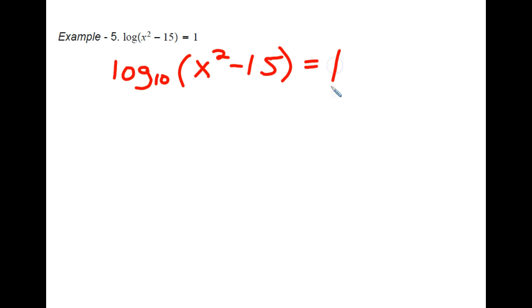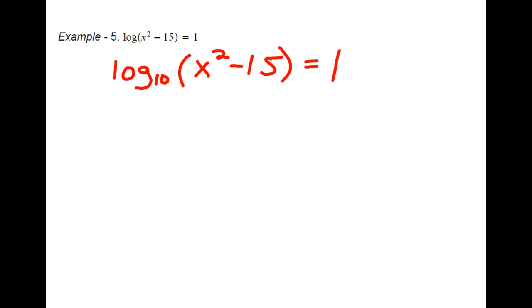This one's a little more complex, but we're really going to be doing the same thing as we did on the previous example. So again, the base is not specified, so we are to assume it's log base 10 of x squared minus 15 equals 1. And we'll do the same exact thing that we did on the previous example.